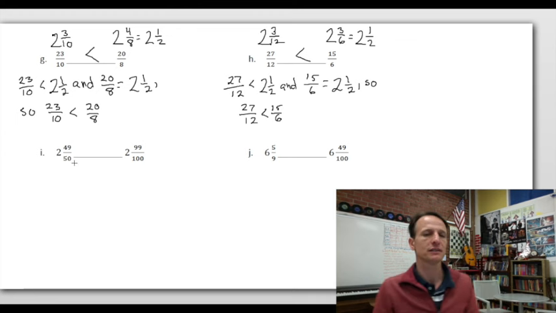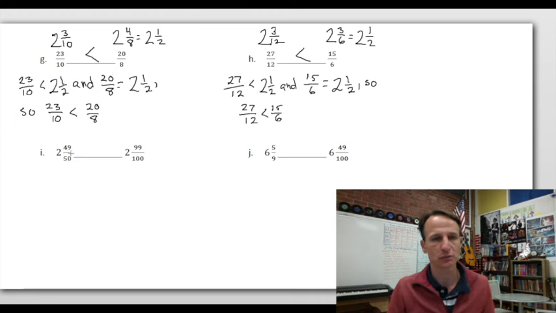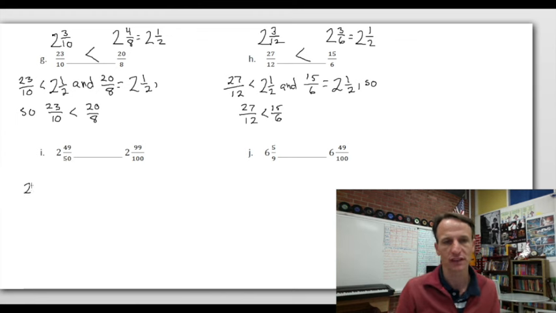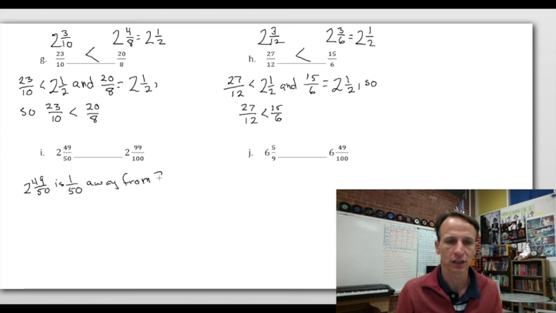Now here, we don't even have to do any conversion, because we can look and say, look, this is very close. This is 1/50th. So in fact, let's write that down. 2 49/50 is 1/50th away from 3, and 2 99/100 is 1/100th from 3.